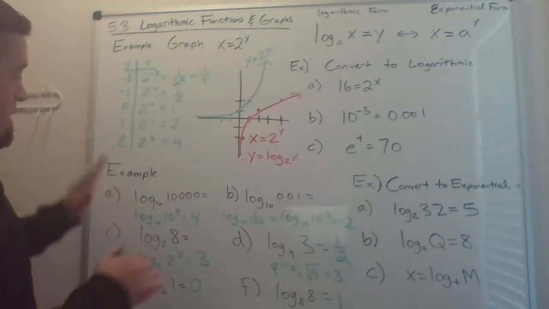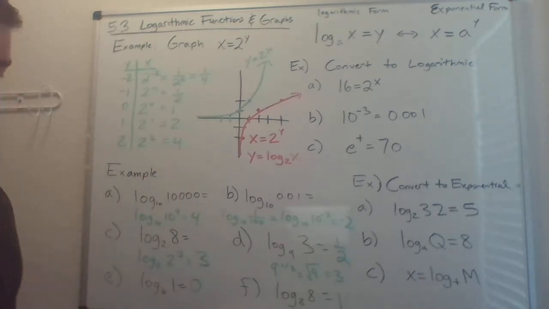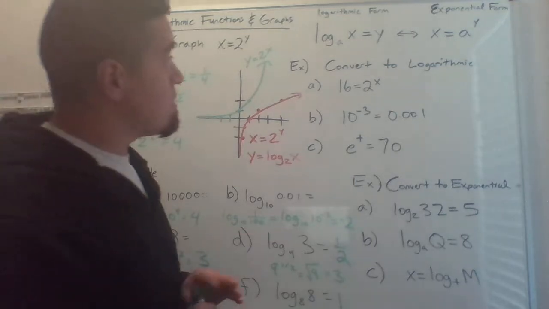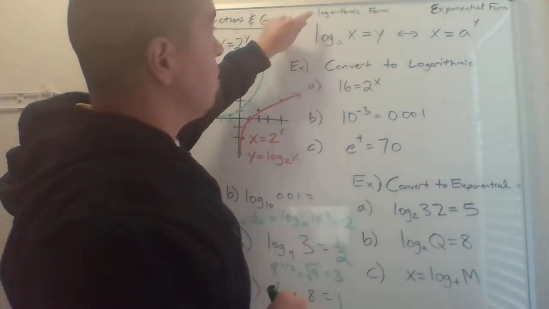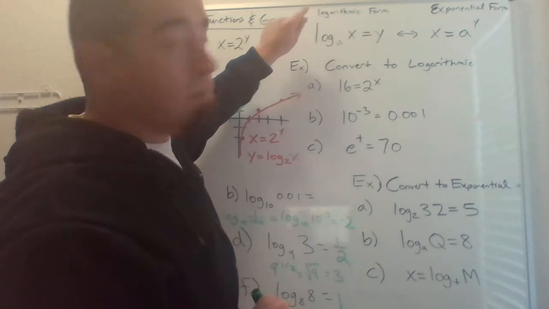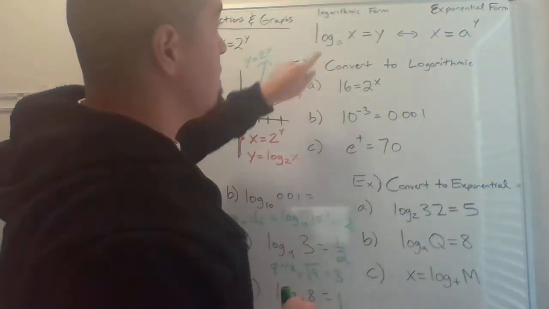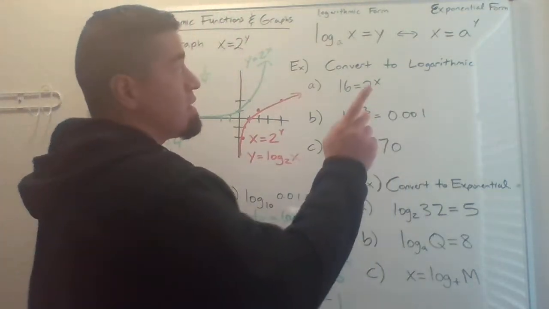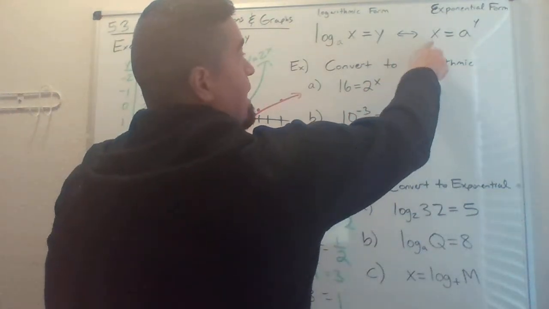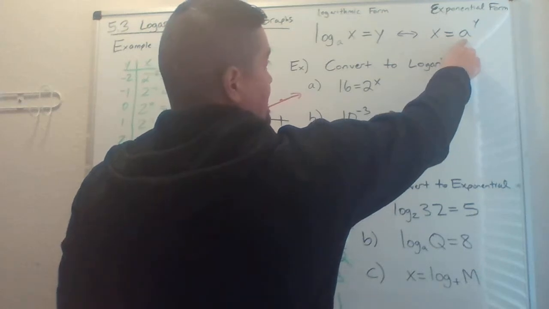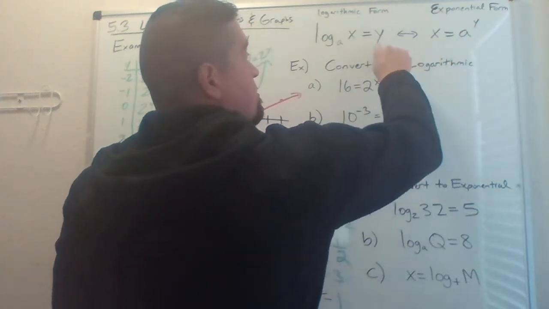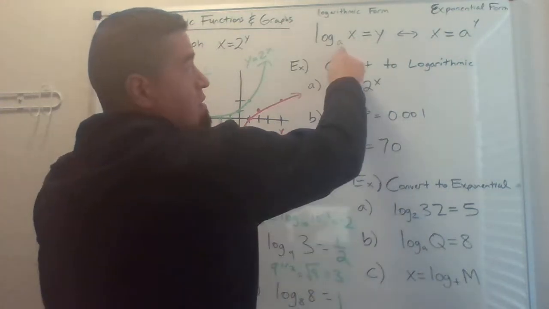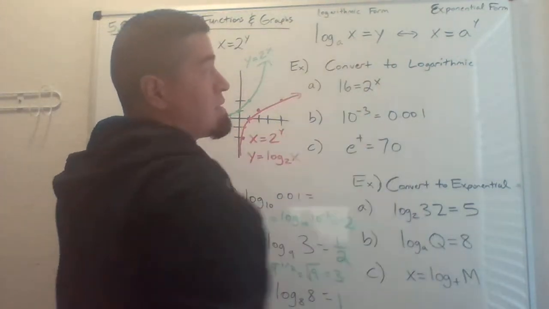Okay, so that's how you can evaluate some logs. Let's talk a little bit about this side we have over here on your worksheet. We're going to do logarithmic form and exponential form. So here you have log base a of x equals y, which is equivalent to x equals a as your base and y as your exponent. So just remember, whatever's on this side, that's your exponent. And then the number here, that's your base.